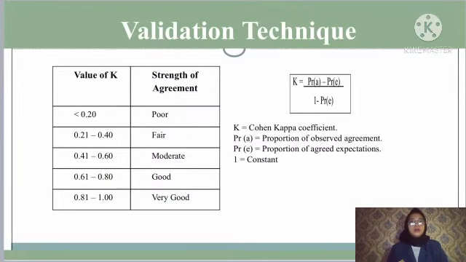Okay, this is the formula for the validation technique. You can see the value of K and the strength of agreement. A value of K less than 0.20 is poor. 0.21 until 0.40 is fair. 0.41 until 0.60 is moderate. 0.61 until 0.80 is good. 0.81 until 1.00 is very good.